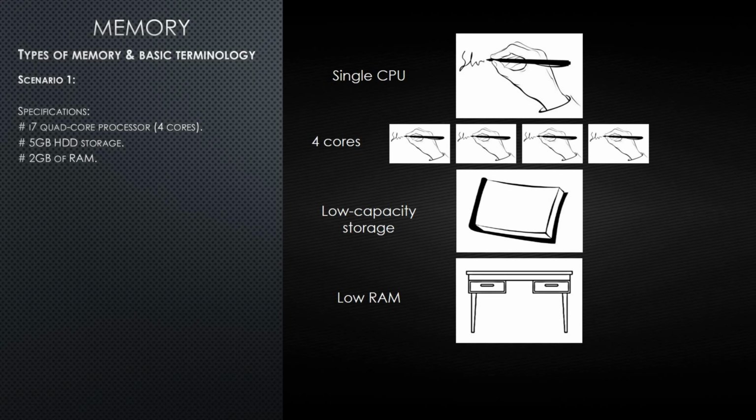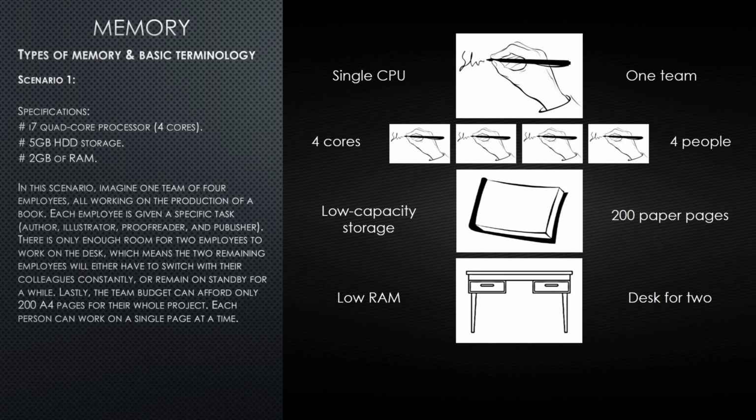Let's try to use the following scenario to better understand the idea of system performance and the role of RAM. We have one i7 quad-core CPU, 5 GB of HDD storage, and 2 GB of RAM. In this scenario, let's imagine one team of 4 employees all working on the production of a book. Each employee is assigned a specific task. We have an author, an illustrator, a proofreader, and a publisher.